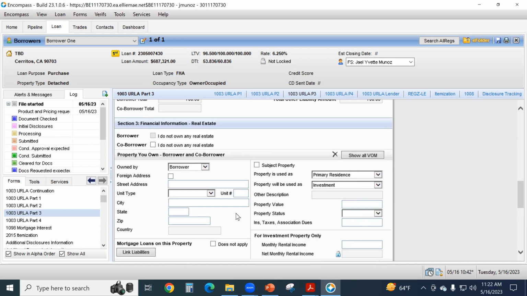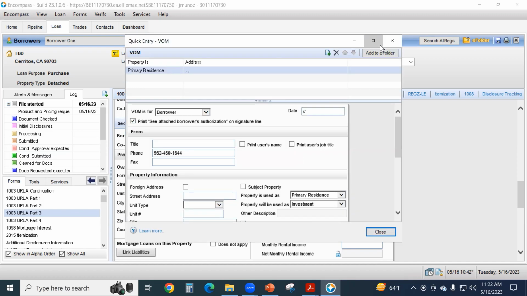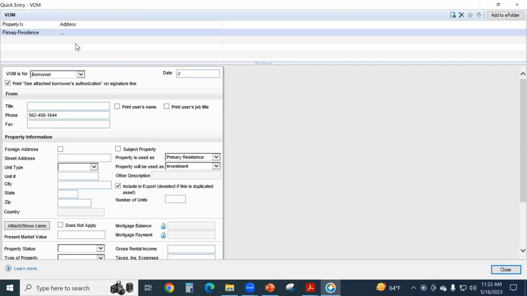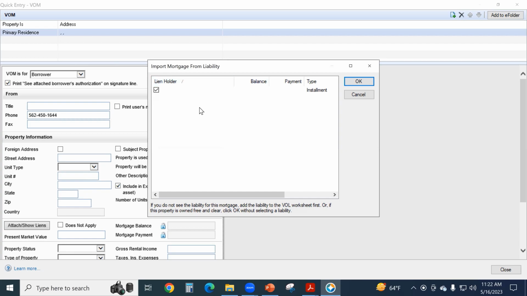I'm looking here at any REOs that they may own. They'll say that they were going to convert their primary into an investment property. This is where that information goes. Okay, now what I look at in this screen is I'm going in and not only looking at the address and what we're associating this property with, I want to make sure that any lien that's on credit is going to show up here. I'm going to attach it to it.